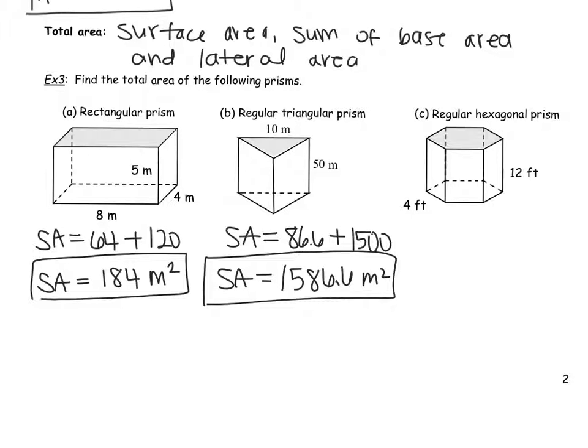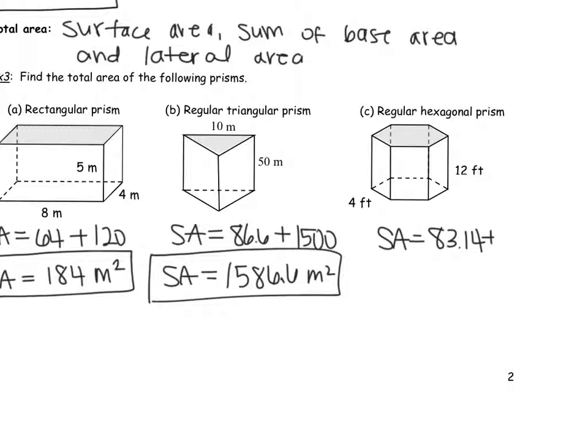And then for our hexagonal prism, its base area was 83.14, plus its lateral area, which was 288. So it gives us a total surface area of 371.14 feet squared.